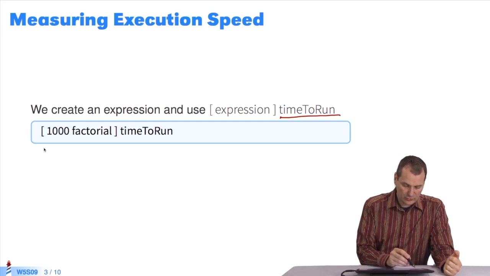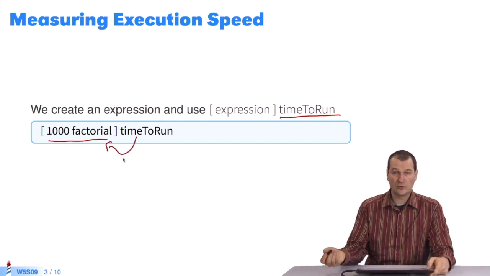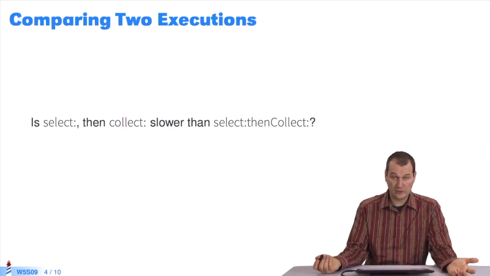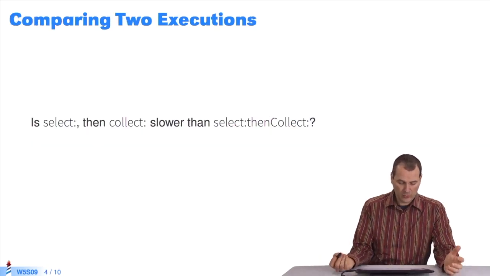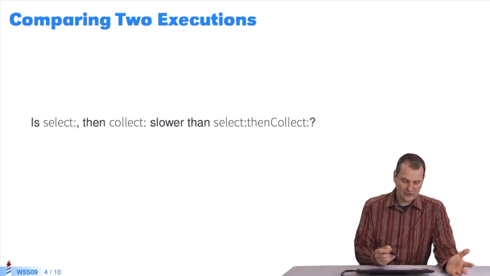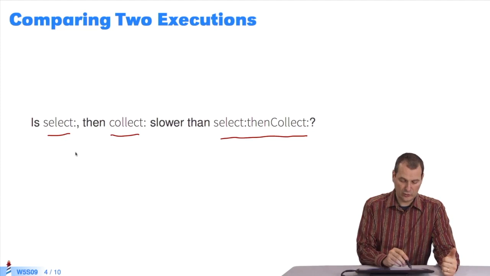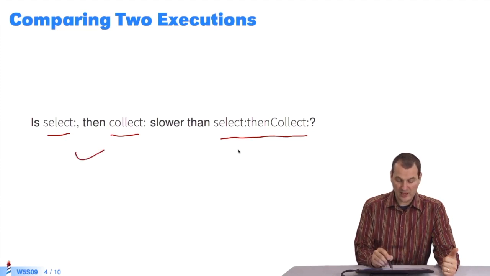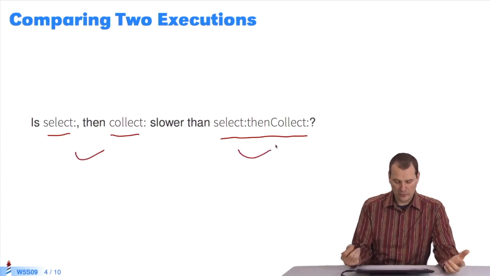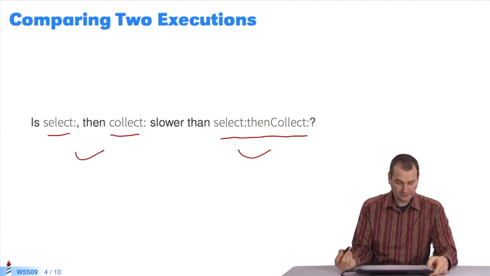So, here in 1000 factorial, I want to measure the runtime of 1000 factorial. I put it in a block, and I send the message timeToRun. Now that we have timeToRun, it's easy to compare two executions. Here's a little exercise. If I do select followed by collect, is it slower than select then collect? Knowing that this involves two passes in the first case and one in the second, I think it will take longer, but we're going to check.